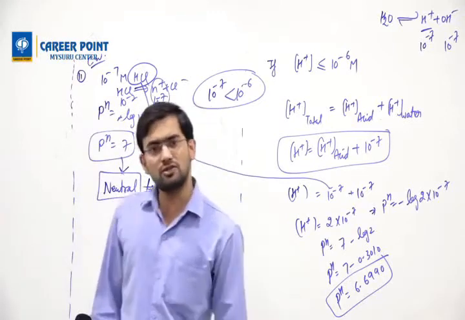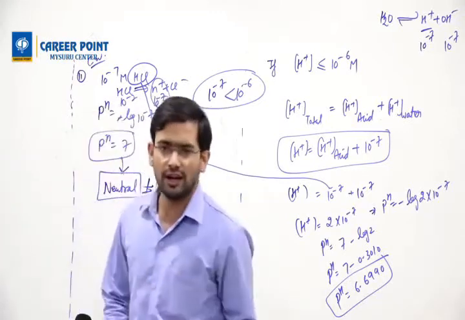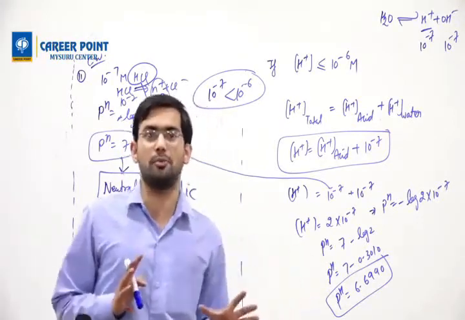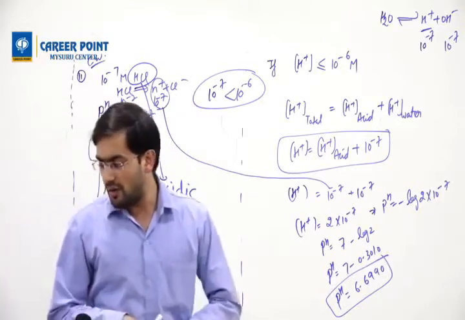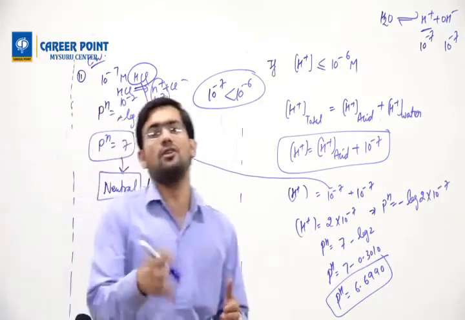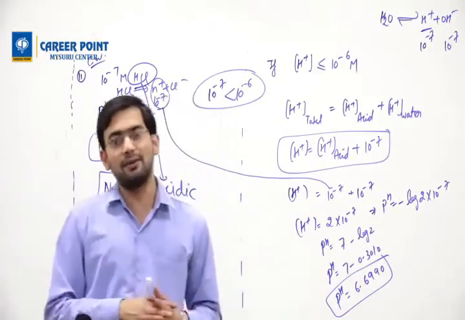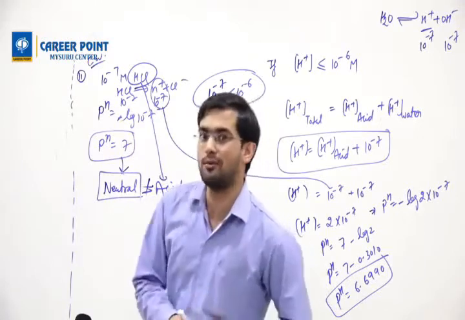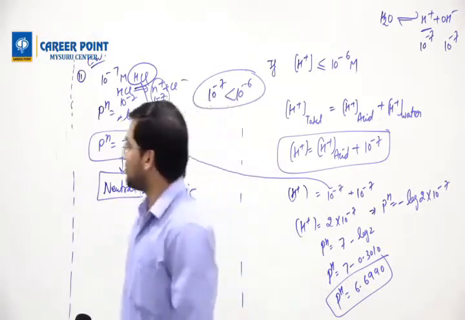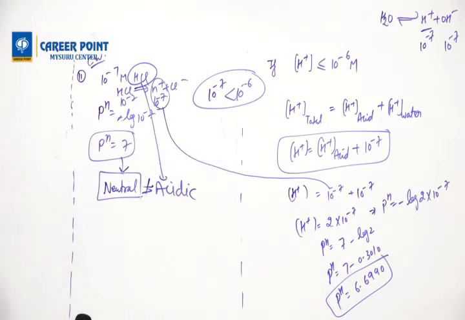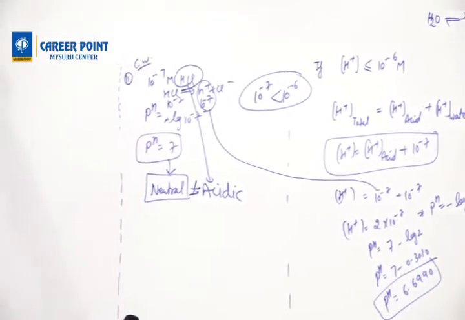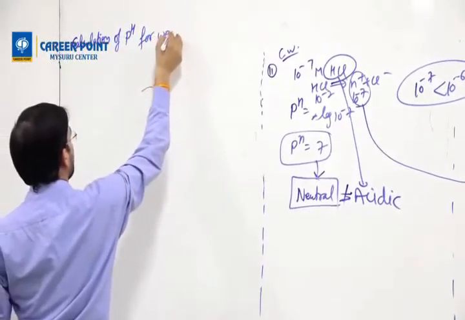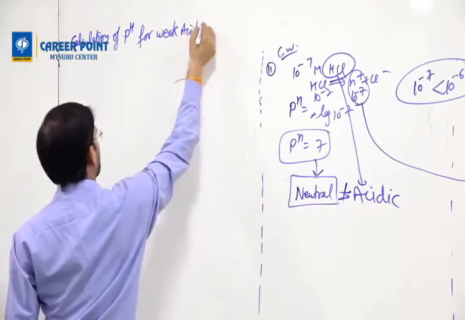What is the difference between strong acid and weak acid is that strong acid, how much you take, all will dissociate and form products such as H plus and OH minus. But when you have weak acid, it will not dissociate completely. If it doesn't dissociate completely, then how am I going to find the pH? Correct? So the next heading is calculation of pH for weak acid or base.